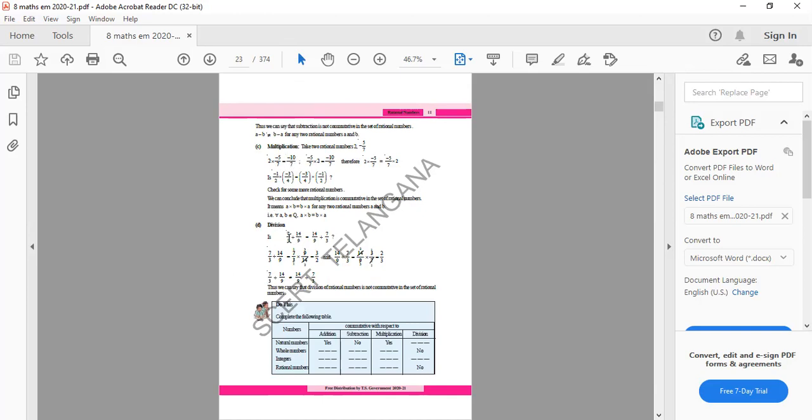Division means you need to divide A with B, or you need to divide B with A. Is it going to happen or not? You need to check it out. So this multiplication is valid, but here division is not valid. Just you have to see here. Clear, no? Yeah, that is clear.